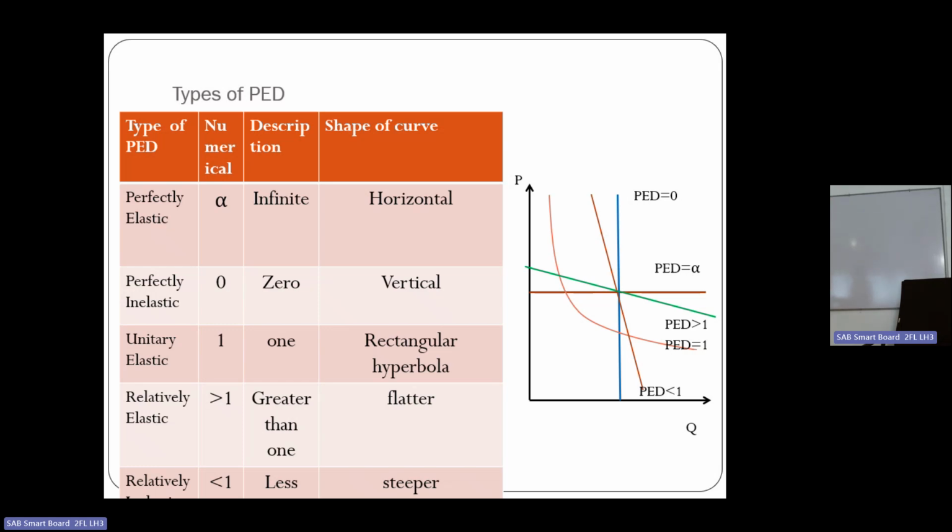So what is the nature of the demand curve in the unitary elastic case? We identify a rectangular hyperbola demand curve. What type of curve is that? Rectangular hyperbola. This kind of curve.